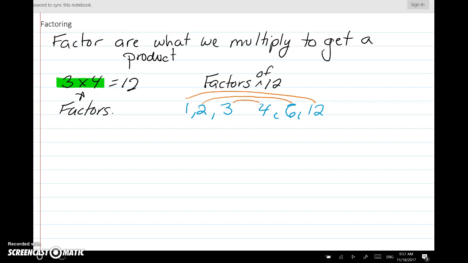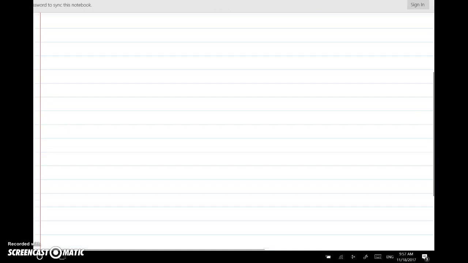Well, we're going to use this idea of factors in regards to algebra now and simplifying terms and what we've been looking at. So, let's jump right in here. Let's look at 3a plus 21. When we work with factoring, we want to start by listing the factors of the two terms.